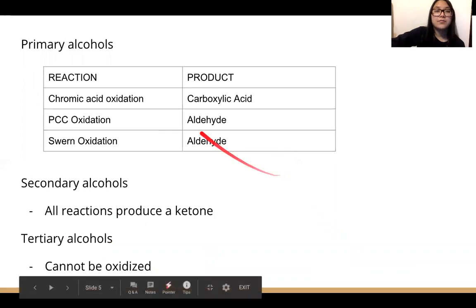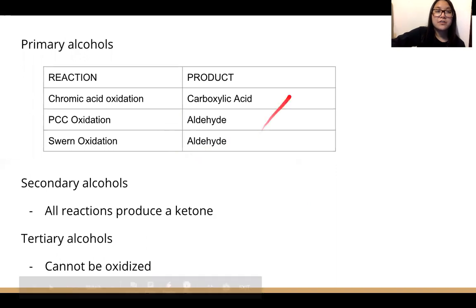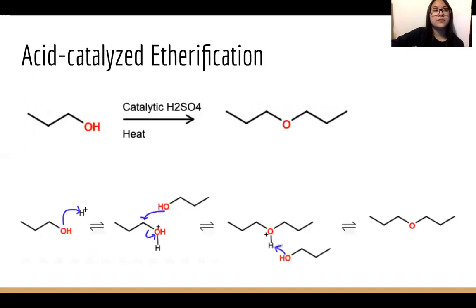So here's just a table I made, basically summing up everything I just said. With primary alcohols, there's all these reactions, but depending on what you want, there's selectivity in which reagents you should use. But when it comes to secondary alcohols, you're pretty much just going to get a ketone no matter what. And then tertiary alcohols, we cannot oxidize because that carbon already has all of its bonds filled up. There's no hydrogens present. So now we're going to go into different ways on how to make ethers.